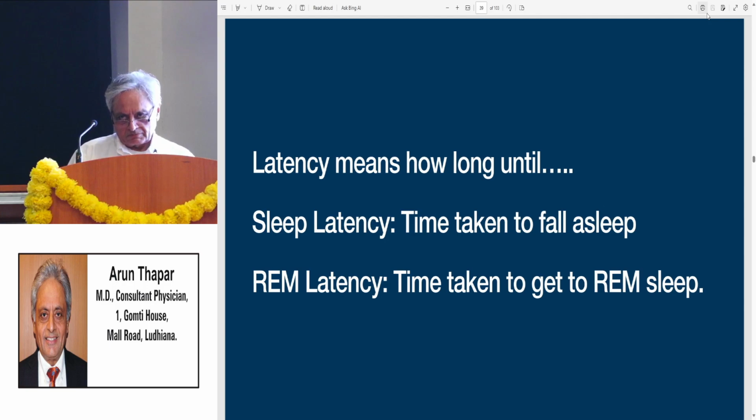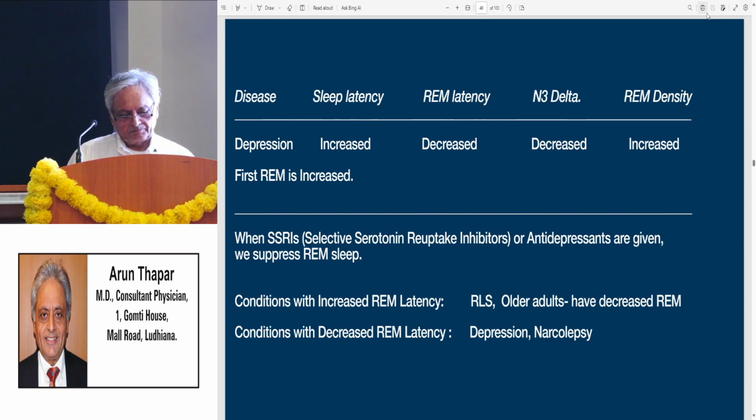Because now the disease, the clinical management will come in. Now in depression, I have taken the depression part basically. We have a number of diseases, but depression is one of the most commonly encountered in our society. So what happens to sleep latency, what happens to REM latency, what happens to N3 delta, and what happens to REM density.